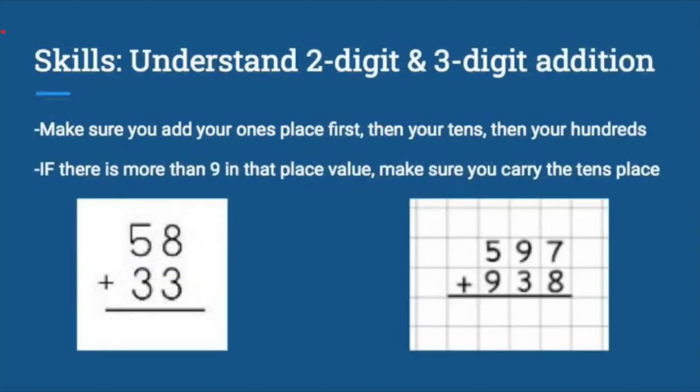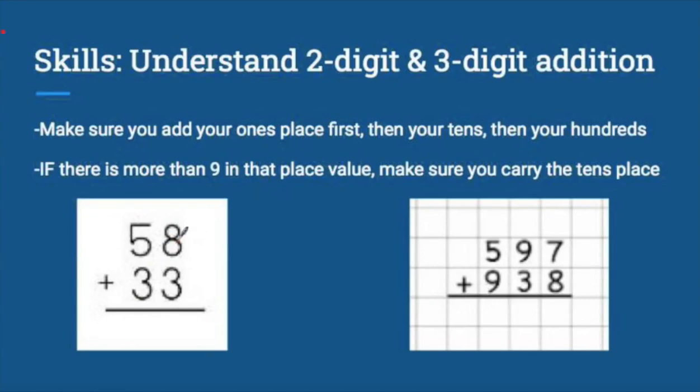The next skill that we need to look at is to understand 2-digit and 3-digit addition. Make sure that you add your ones place first, then your tens, and then your hundreds if there is a hundreds place value. When you're looking at each place value, if there is more than 9 in that place value, make sure that you regroup. So I'm going to give you a second to look at this one right here. And go ahead and solve that one and see if you have more than 9, make sure you are regrouping.